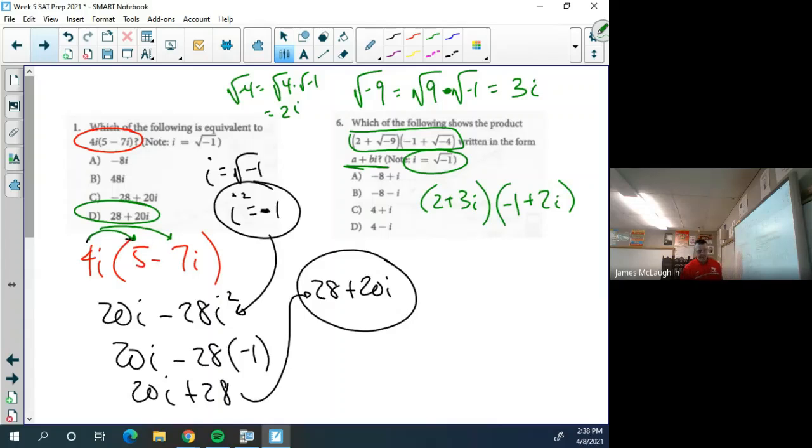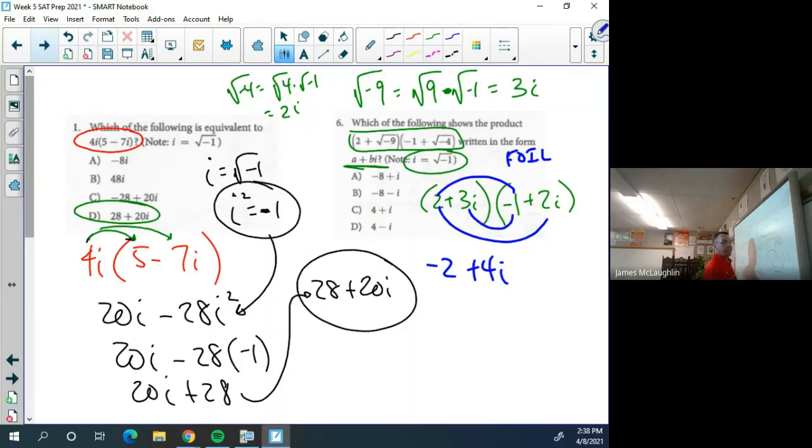So what has to happen in this problem is you have to FOIL. Classic FOIL problem. 2 times negative 1 is negative 2. 2 times 2i is 4i. 3i times negative 1 is negative 3i. 3i times 2i is 6i squared.